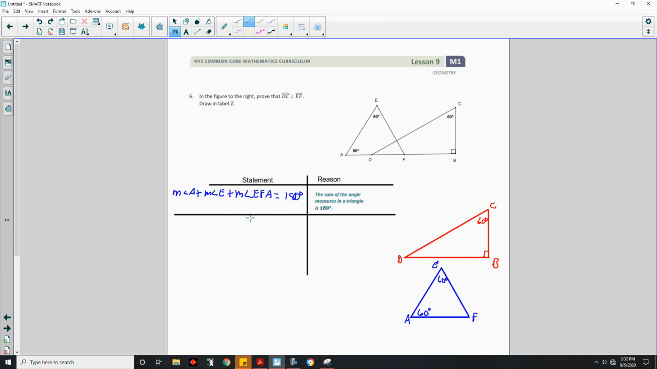So again, I would say the measure of angle C plus the measure of angle B plus the measure, now down here I could just call that angle D, but up here I can't because I have an angle on this side and I have an angle on this side. D could be either of the two, so we need to be more specific by using three letters, and I'll call it CDB. And they equal 180 degrees, and the reason, same as the last. The sum of the angle measures in a triangle is 180 degrees.